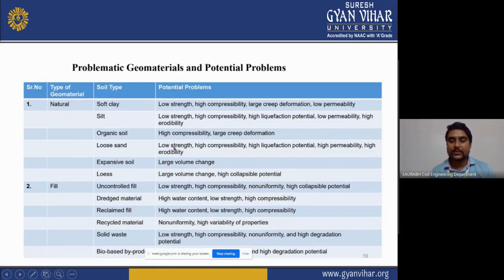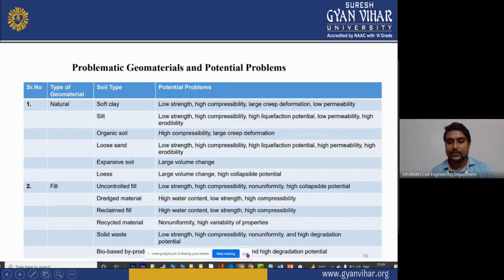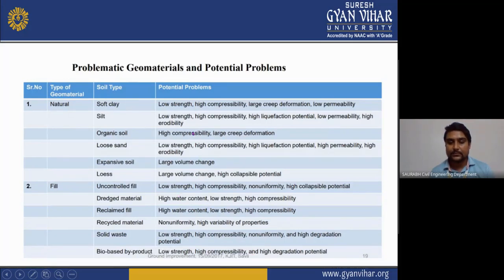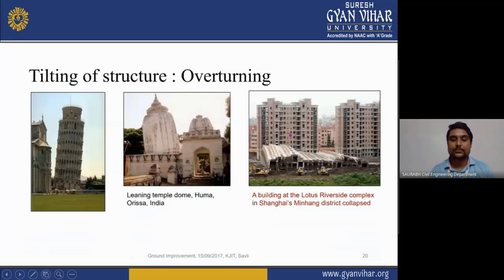So in these soils, there are some different qualities, and they create some potential problems. Some have low strength, some have high compressibility, some have high liquefaction potential. So this soil can be improved by the methods of ground improvement.